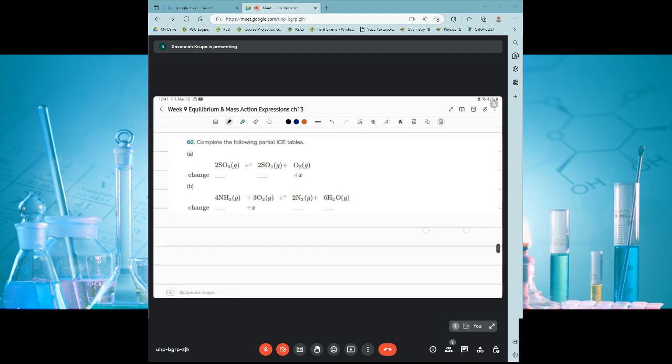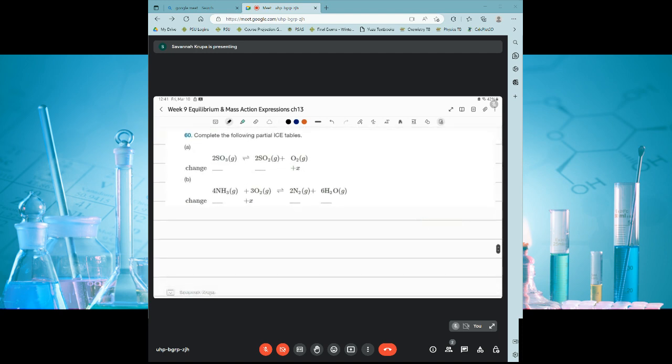So 60 says, complete the following partial ICE tables. So we are given this one for A, and so it's important to note what they have already written here. We will find out why that's important in problem B here, but because they put plus 1x, that means they haven't changed any of the coefficients here, because there's only 1 mole of the O2, so we will need to only add plus x. And because the ratios are all kept here, we can leave it alone.